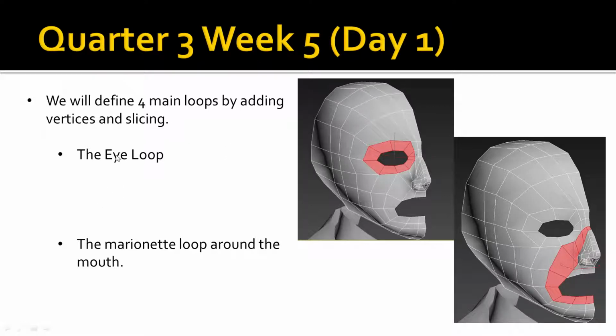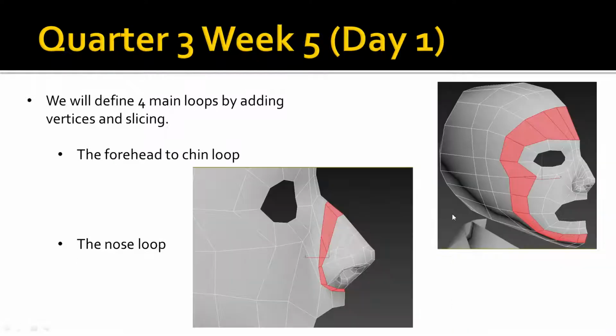So first things first, one of the first loops we're going to look for is the eye loop, and you can see it here. We're going to build that out. Then we're going to have what I call the marionette loop, which is the loop that sort of starts up here on your nose and goes around underneath your mouth. And then next we have the nose loop, which is where your nose is extruded from, and then the forehead to chin loop, which runs from your forehead all the way down to the front of your chin. And it basically defines the outside edges of your face.